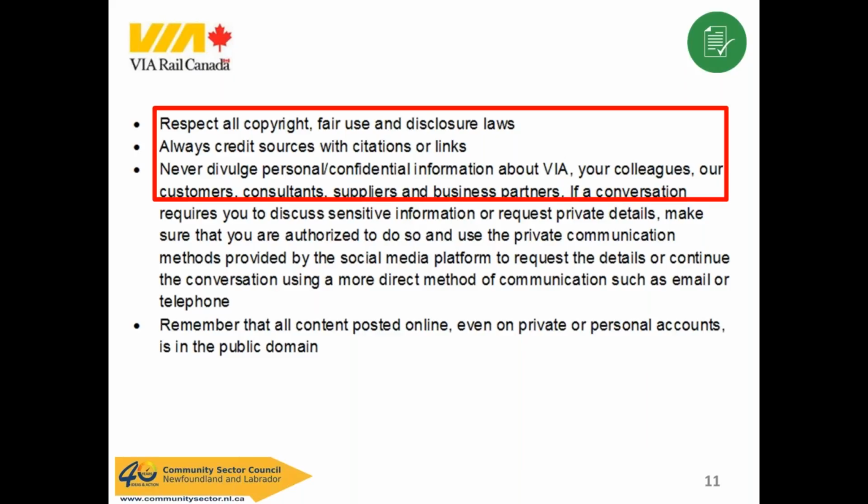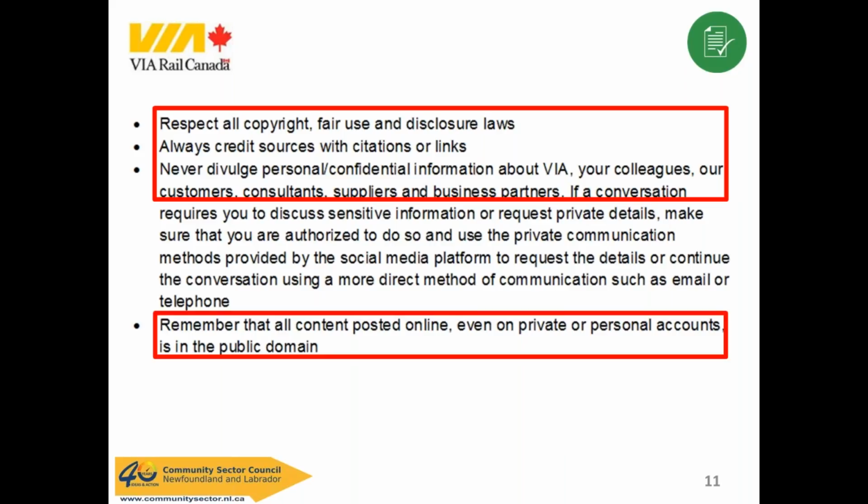Via Rail also talked about confidentiality and copyright, and they said respect all copyright, fair use, and disclosure laws, always credit sources with citations or links, and never divulge personal or confidential information about Via Rail, your colleagues, our customers, consultants, suppliers, and business partners.